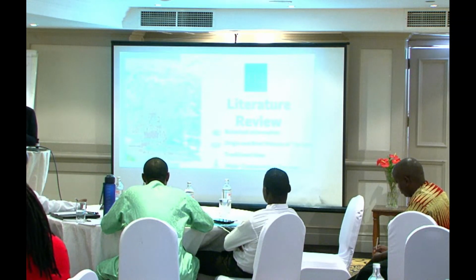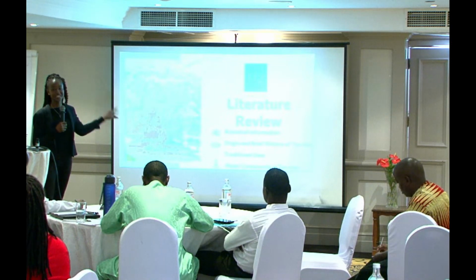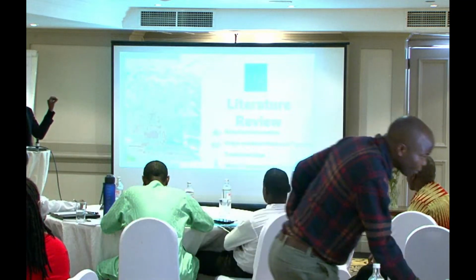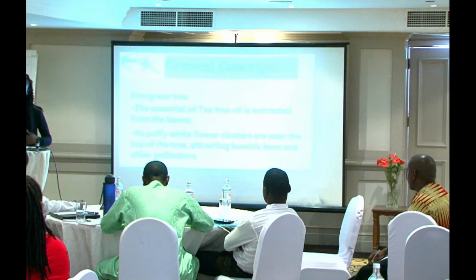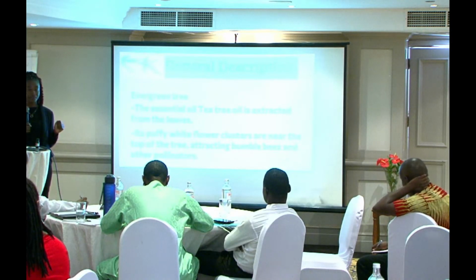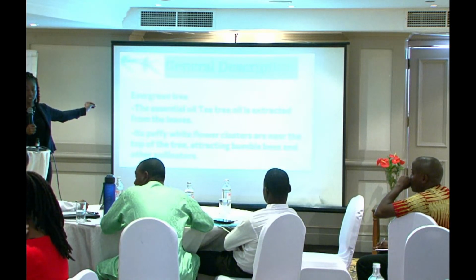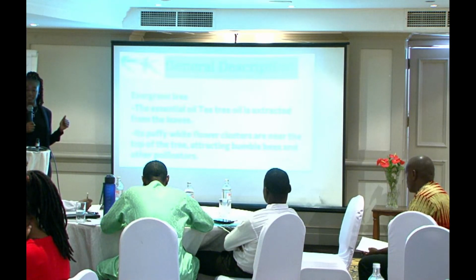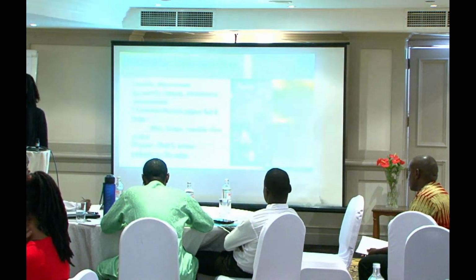Okay, so onto our literature review. This is not so clear, but you can see it. It's a Melaleuca alternifolia tree. The tree grows from 3 to 7 meters tall. Melaleuca alternifolia is an evergreen tree, and tea tree oil is an essential oil extracted from the leaves of this tree. It has puffy white flower clusters, as you're going to see on the next slide, near the top of the tree, which attract bumblebees and other pollinators.